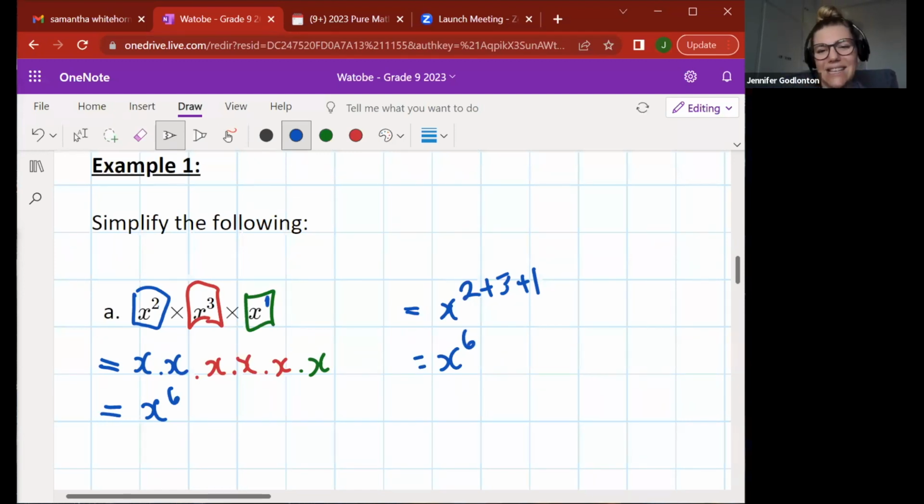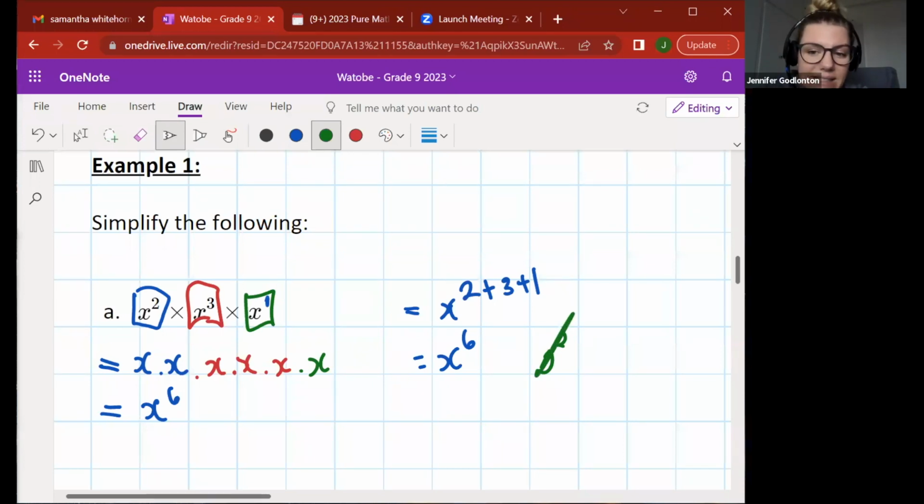Okay, Chi-Chi, yes, how can I help? Ma'am, can you hear me? Yes, beautifully. Ma'am, what if we had numbers to simplify? If it wasn't the exponents, what if we had numbers, like 2 to the power of 2 times 2 to the power of 3? Is that what you mean? Yeah. Okay. So you would do exactly the same thing.